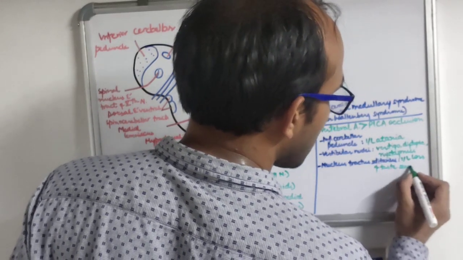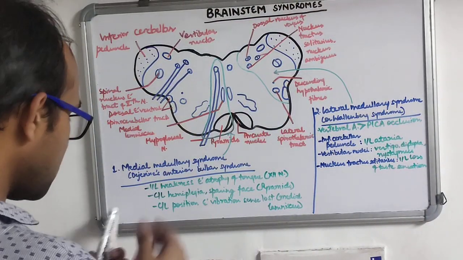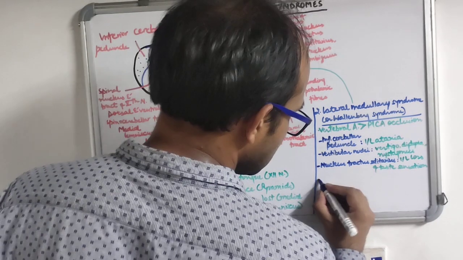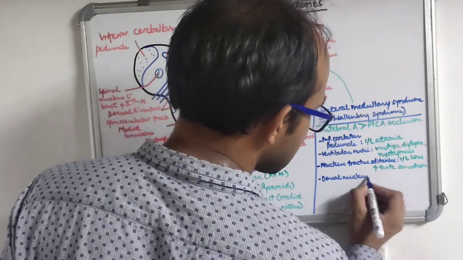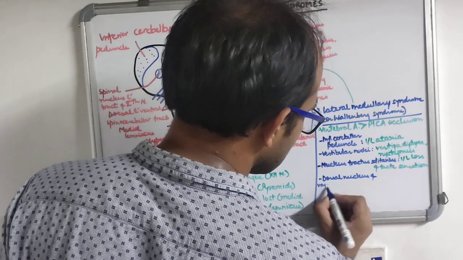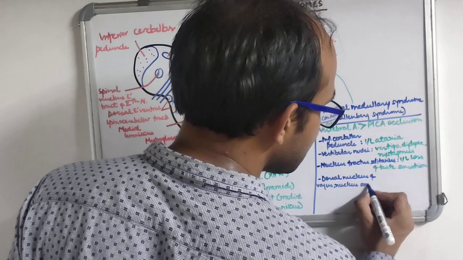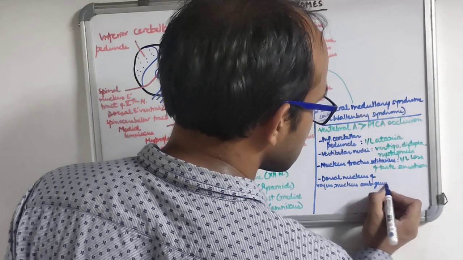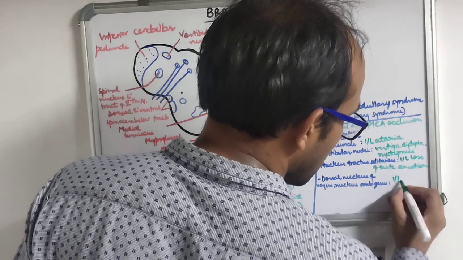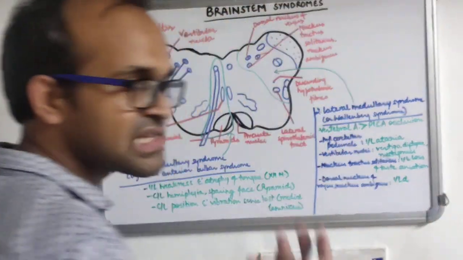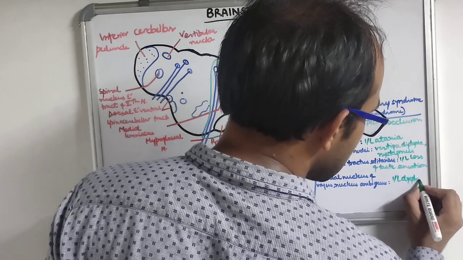And because of the involvement of the nucleus ambiguus and also the dorsal nucleus of vagus, there would be ipsilateral dysphagia, dysarthria, hoarseness because of the palsy of vocal cords and pharyngeal muscles.